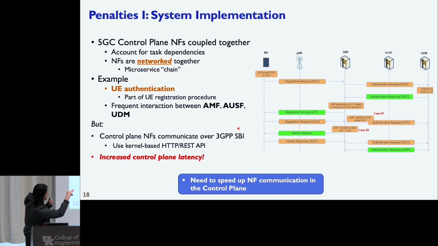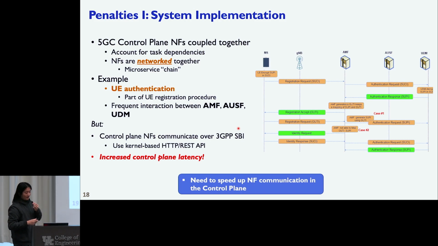But given the fact that the control plane NFs communicate over the 3GPP SBI, which actually uses kernel-based HTTP REST APIs, this will increase the cost of the interactions between different control plane network functions, or basically increase the control plane latencies to complete a certain task. And this means that we need to speed up the NF communications in the control plane to minimize this cost or penalty.